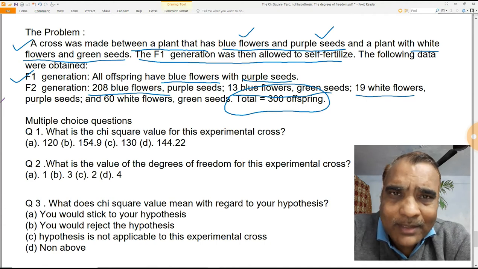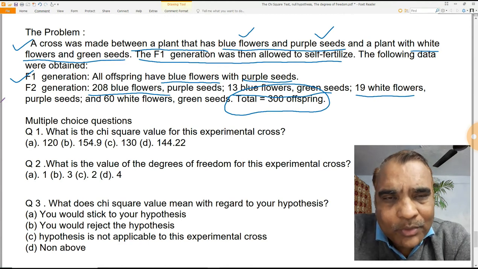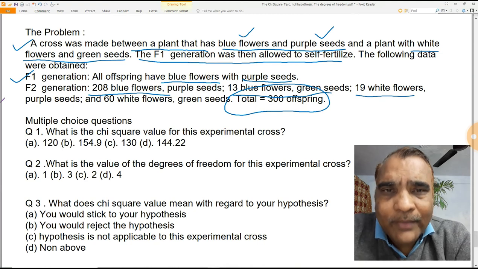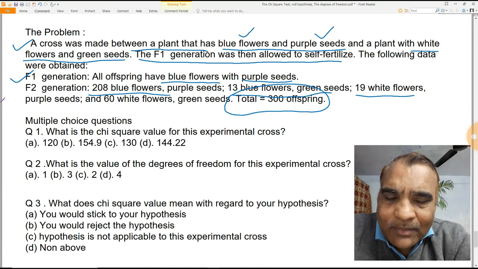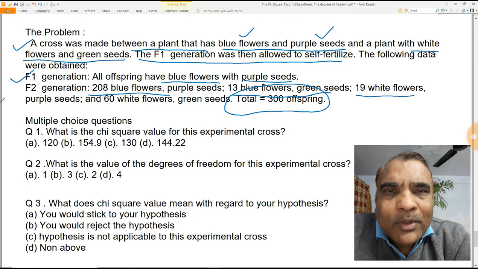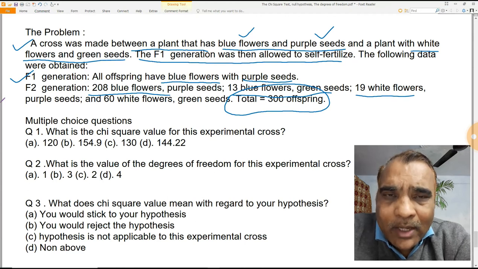Now the first step to solve this problem is to make a hypothesis. Second step, you are going to calculate the expected number of each phenotype according to the dihybrid cross. Then in the third step you are going to use the chi-square formula. Then from the phenotypic classes you are going to find the degrees of freedom, the DF value. And once you are ready with the chi-square value and the DF value, you are going to find out the p value, the probability value.